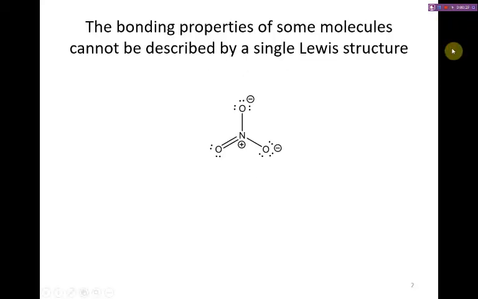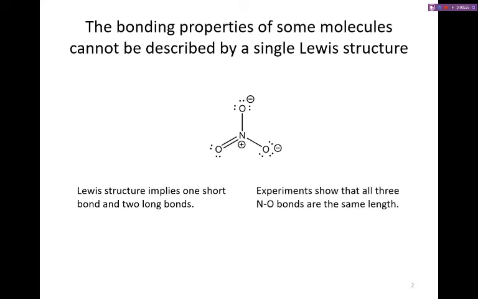So in the last video, one of the last things we looked at was drawing the Lewis structure for the nitrate ion. And we calculated the formal charge on the nitrogen as well as the oxygens. It turns out, though, that we just arbitrarily decided which oxygen formed the double bond with the nitrogen. And in this Lewis structure, it implies that there is a short bond and two long bonds. But scientists have done experiments and have found that all three nitrogen-oxygen bonds are actually the same length.